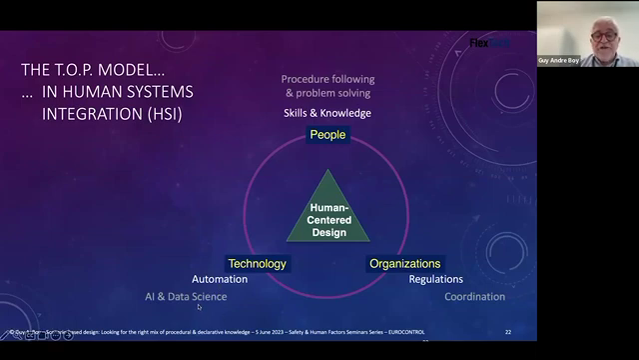If we go into more detail, at the moment AI and data science are leading, but they're not the only things. On the people side, you have procedure following and problem solving. You remember this schema with rigid and flexible? This is extremely important here. And then on the organization side, coordination is always something that you need to consider.